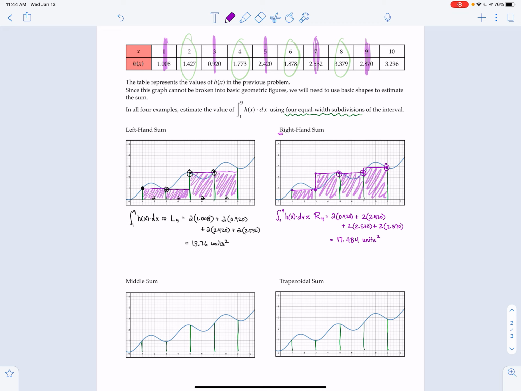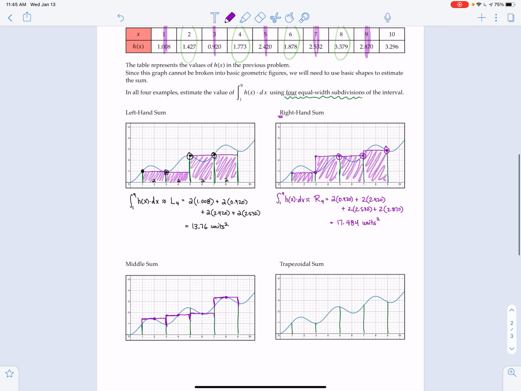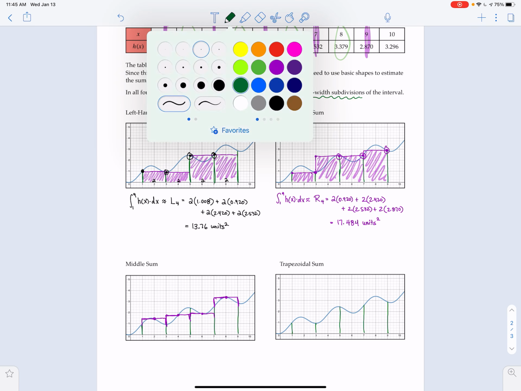So when I draw these rectangles, I am finding h of 2, and going from there. H of 4, and going from there. H of 6, going from there, and h of 8. Doesn't matter if I'm over or I'm under. These Riemann sums give us an estimation. So let's try here.